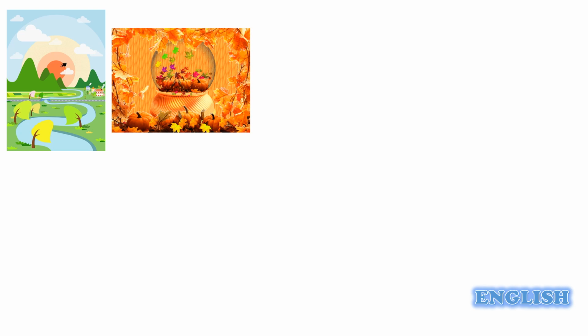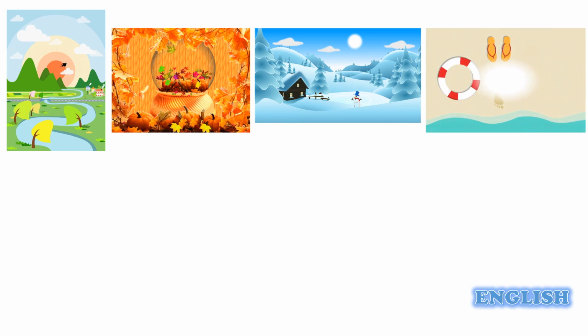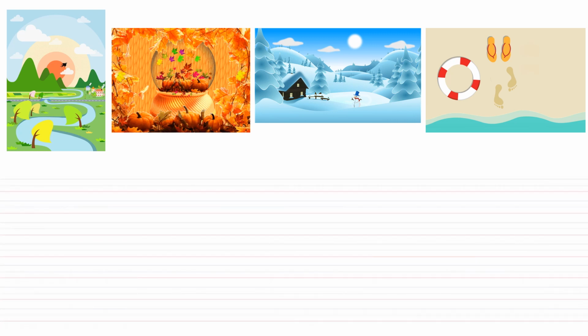It's writing time. So prepare your notebooks. In this activity, we will choose one of the 4 seasons: spring, autumn, winter, or summer. Then, in our notebooks, we will write a question and an answer about the activities that we can do in that season. Are you ready?